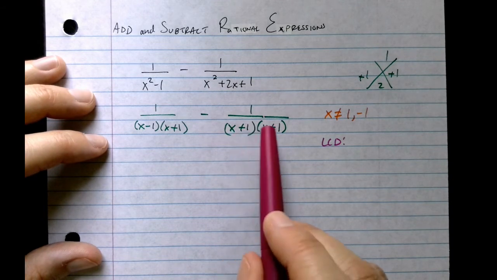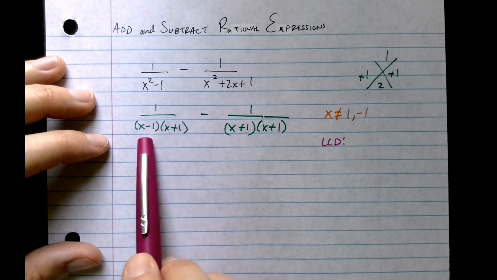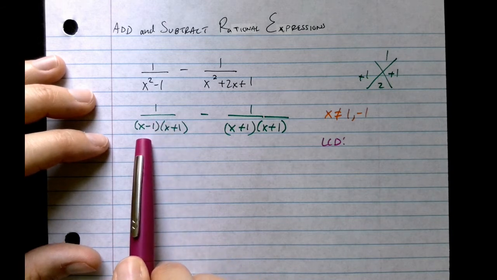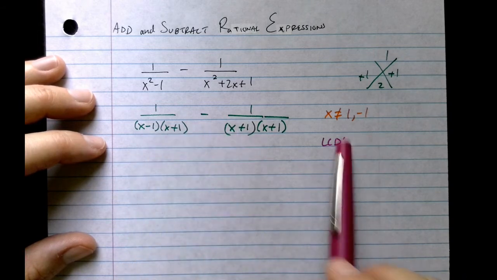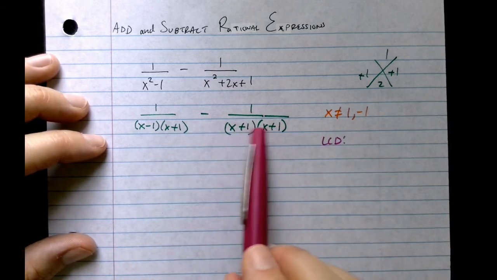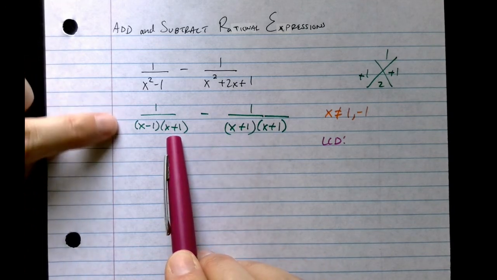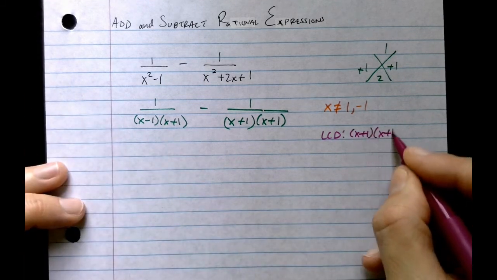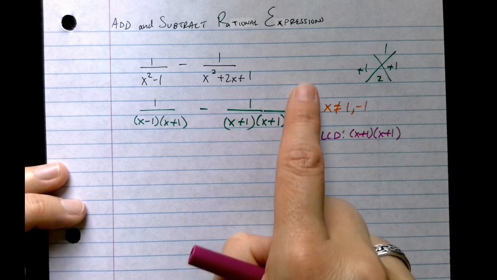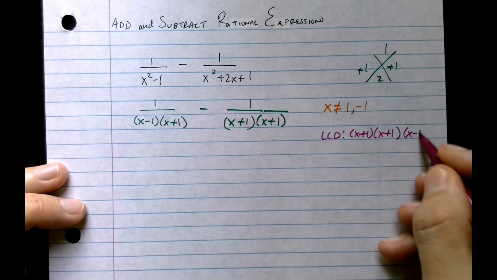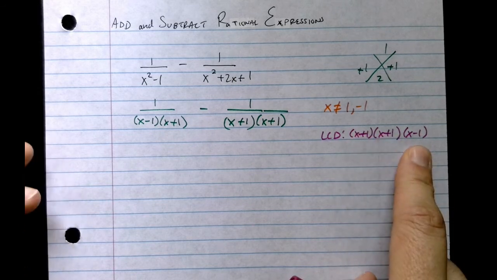So let's talk LCD here. This has an x plus 1 two times. This has an x plus 1 only one time, but it has an x minus 1. So the easiest way to make an LCD is to take the most of each one and bring it all together. Here's what I mean. This one has two of the x plus 1s. This only has one, but I could easily fix it by multiplying by an x plus 1 over here. Now this has an x minus 1, but this one doesn't, but I could fix it by multiplying by an x minus 1 to the right. So my LCD is going to be two quantities of x plus 1 and one quantity of x minus 1.